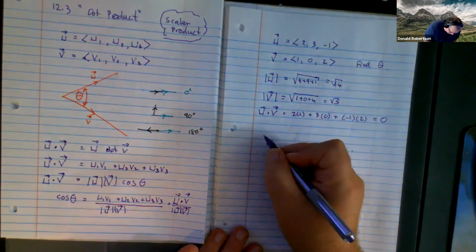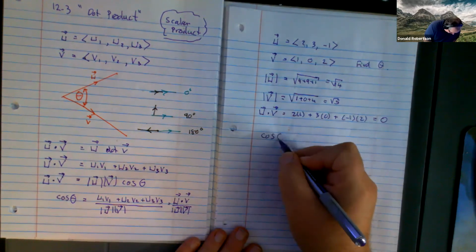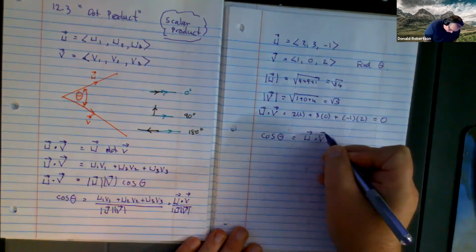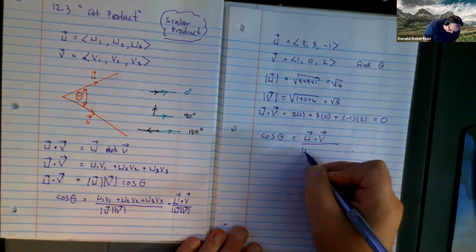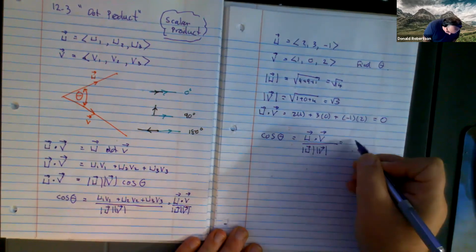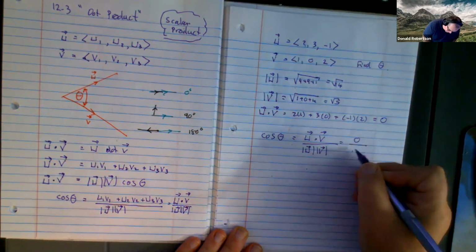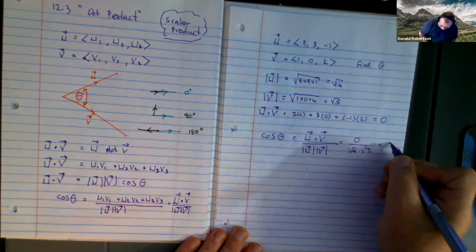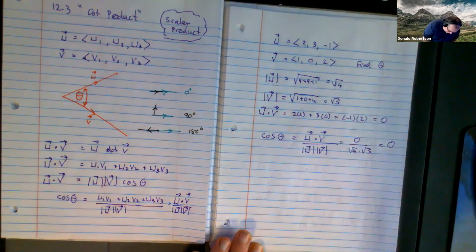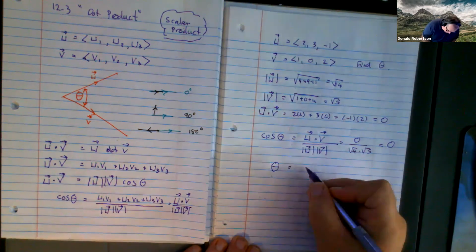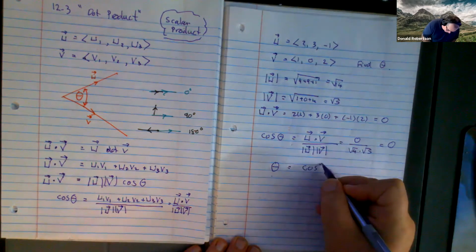And so the cosine of theta is U dot V divided by these two guys, which happens to be 0 divided by the square root of 14 times the square root of 5, which I don't really care about because the answer is 0. So if you want to find out who theta is, you just find the inverse cosine of 0.